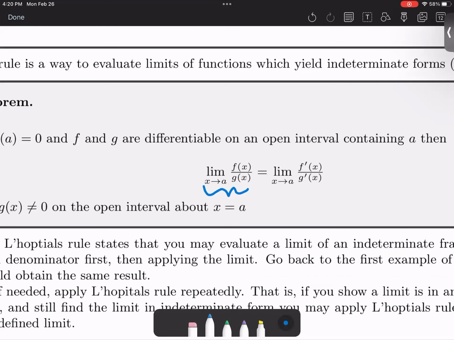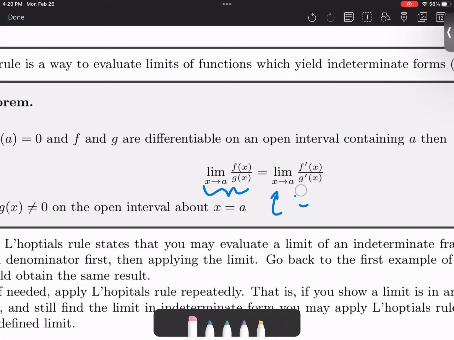We can take the limit of a fraction, f of x divided by g of x, by just differentiating the top, differentiating the bottom, and then taking the limit. And if that gives me a real number, then I can make a conclusion. And of course, g prime of x cannot be 0 because we can't divide by 0.